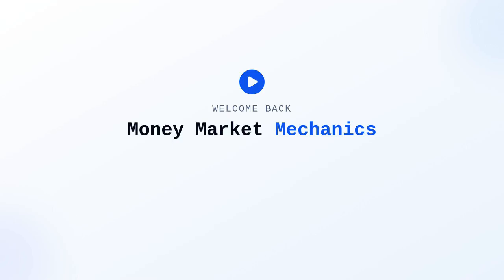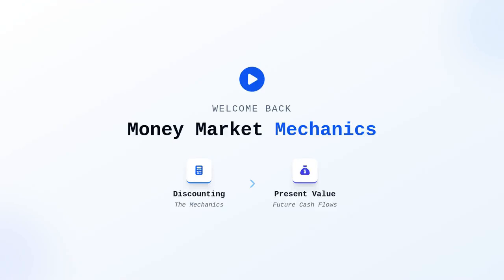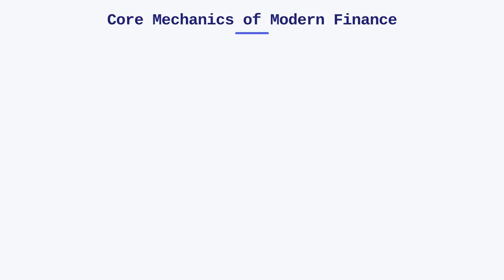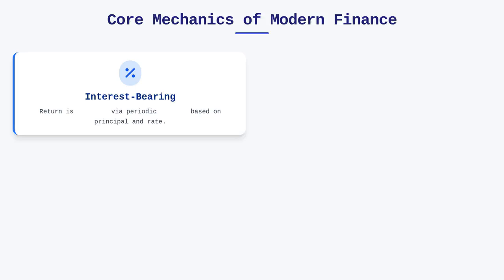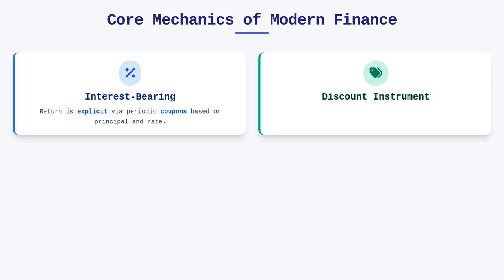Welcome back. In this lesson, we will examine the mechanics of discounting and how we arrive at the present value of future cash flows within money markets. To understand the core of modern finance, we must first distinguish between interest-bearing instruments and discount instruments. An interest-bearing instrument typically pays a periodic coupon, where the return is explicit and clearly defined by the principal and the interest rate. Conversely, a discount instrument is issued at a value below its face amount, and the return is realized as the difference between this purchase price and the redemption value at maturity.